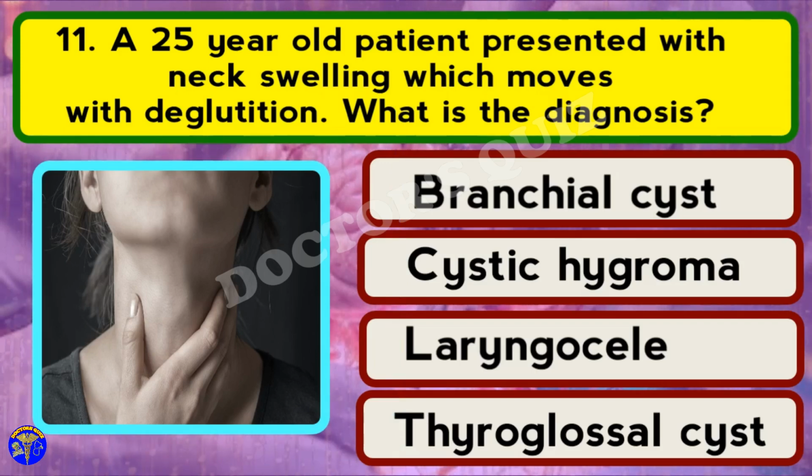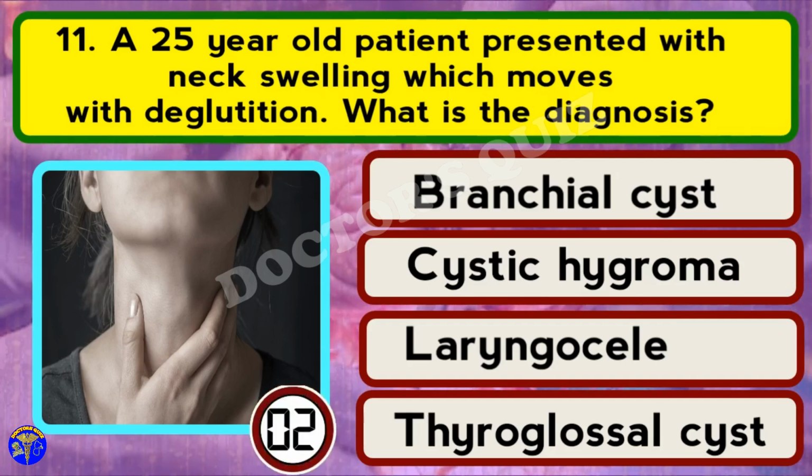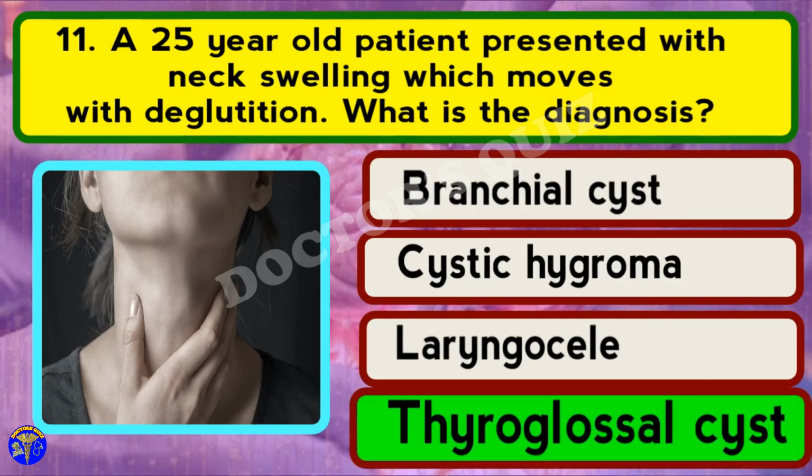A 25-year-old patient presented with neck swelling, which moves with deglutition. What is the diagnosis? The answer is thyroglossal cyst.